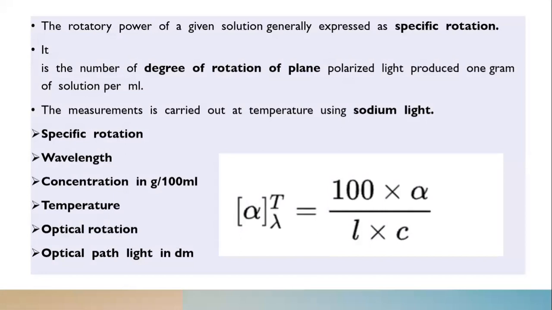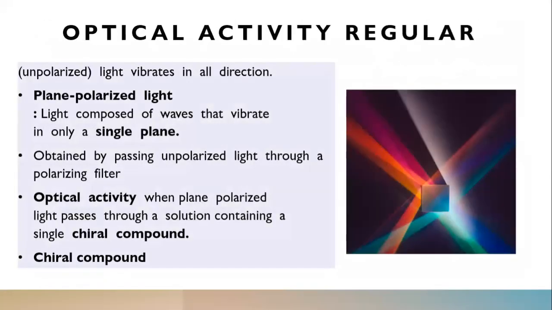It is the number of degrees of rotation of plane polarized light produced by 1 gram of solution per ml. The measurement is carried out at a given temperature using sodium light. Specific rotation, wavelength, concentration in gram over 100 ml, temperature, optical rotation, optical path length in dm. Here is the formula of specific rotation, and next I am going to the next slide.